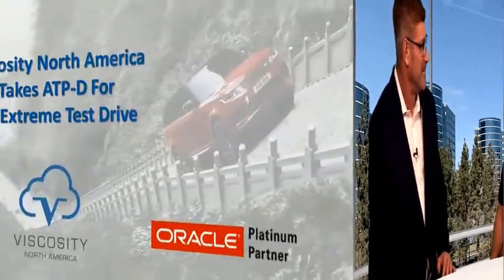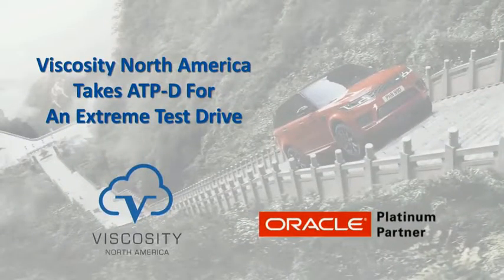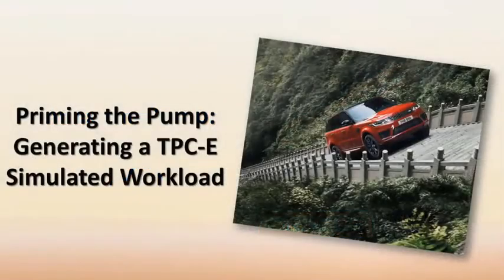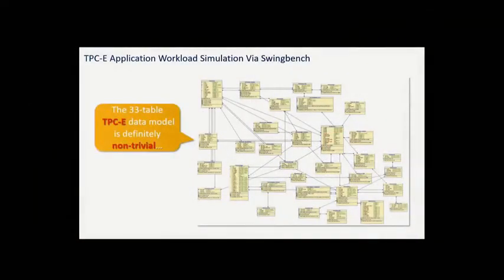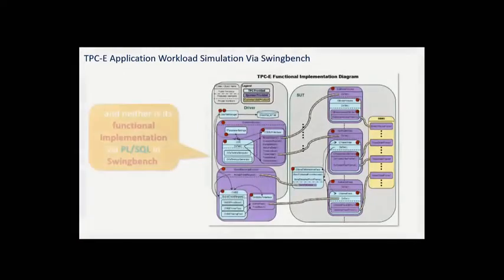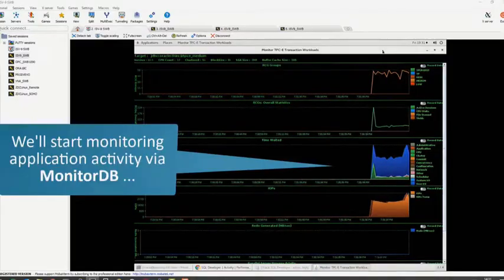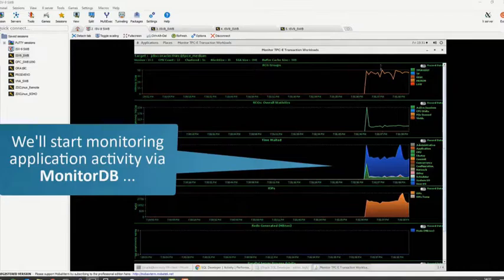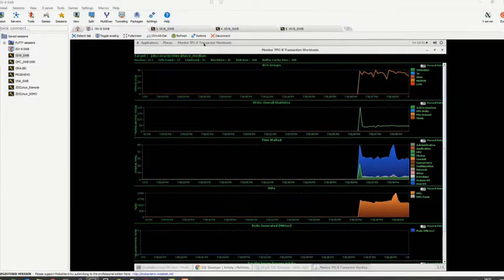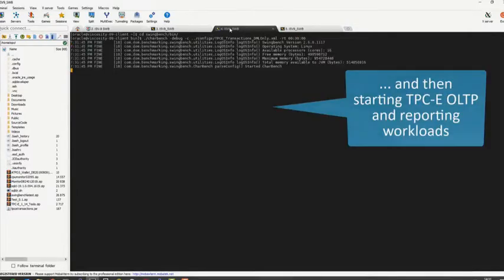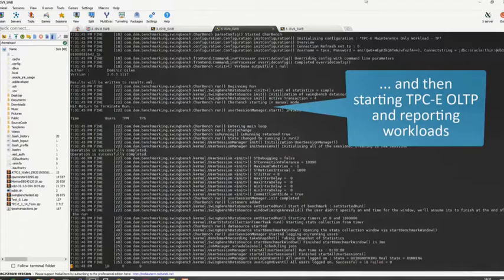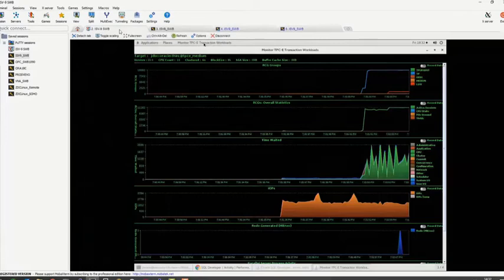Okay, I will. So let's take a look at the extreme test drive we did with ATP-D. The first thing we had to do was prime the pump, which meant we had to build the TPC-E simulated workload with PL/SQL so that we could handle the transactions that 33 table model and this spaghetti diagram of functional implementation actually required. I used MonitorDB to keep an eye on what was going on just before I went ahead and started my two workloads. One was an OLTP or DML specific workload, and one was a read-only reporting workload. So here's the first one starting up.